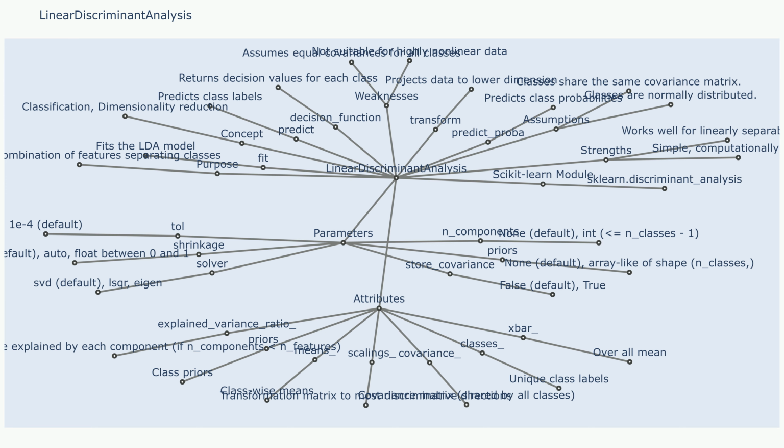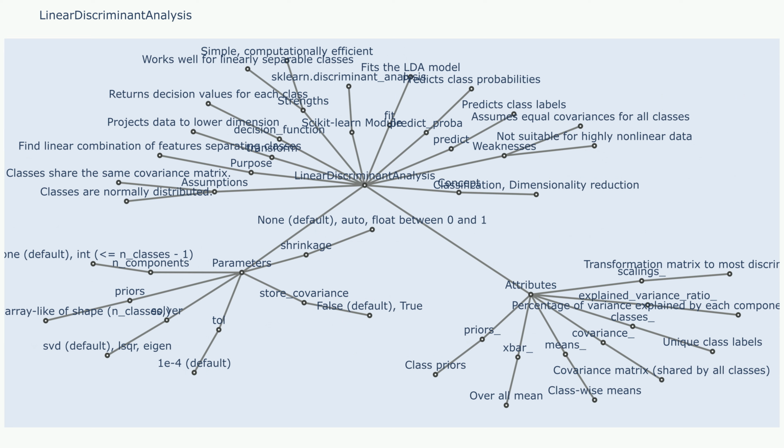Example: Python. from sklearn.discriminant_analysis import LinearDiscriminantAnalysis. from sklearn.datasets import load_iris. from sklearn.model_selection import train_test_split. Load the iris dataset. iris = load_iris(). X = iris.data. y = iris.target. Split the data into training and testing sets.